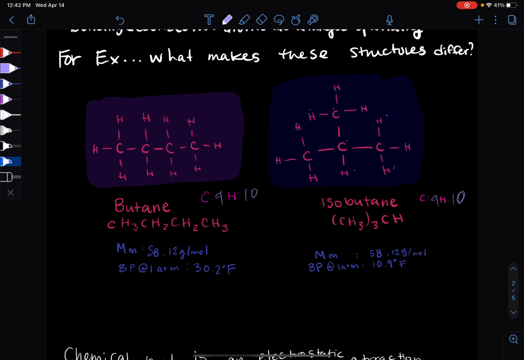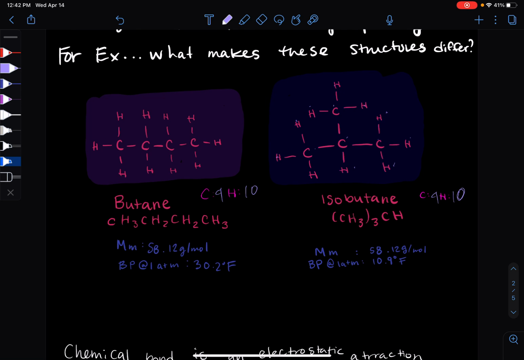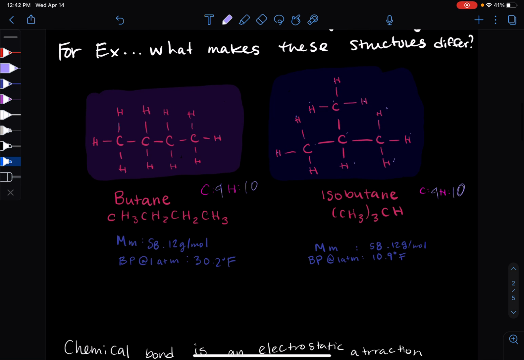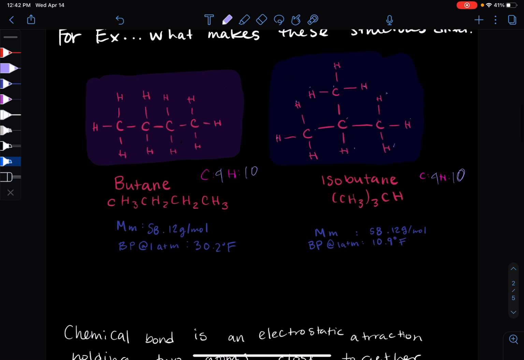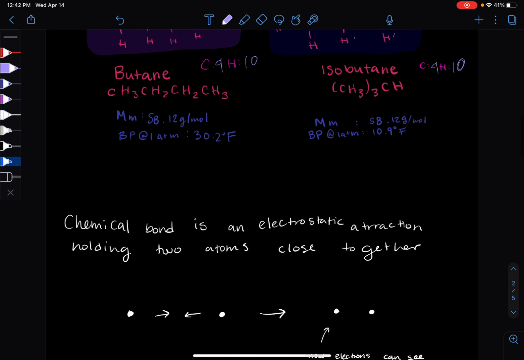Okay. They have the same number of carbons and hydrogens, and yet the one on the left is butane and the one on the right is isobutane. They both are going to have the same molar mass because they have the same amount of carbons and hydrogens, but the one on the left has a boiling point of 30.2 degrees Fahrenheit, while the one on the right has a boiling point of 10.9 degrees Fahrenheit. Well, the reason for this is because of bonding. And if you want to know specifically why the structures affect the boiling point, another student will be doing a video on that.